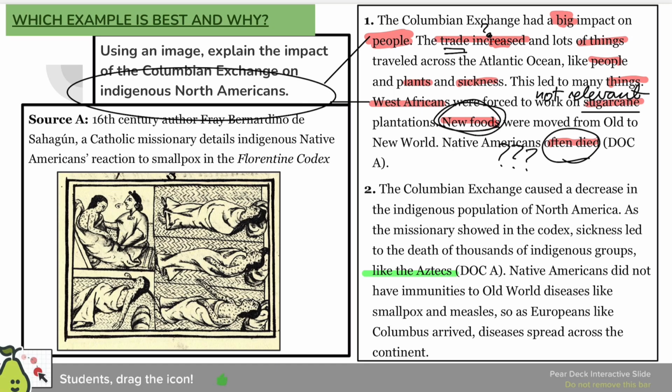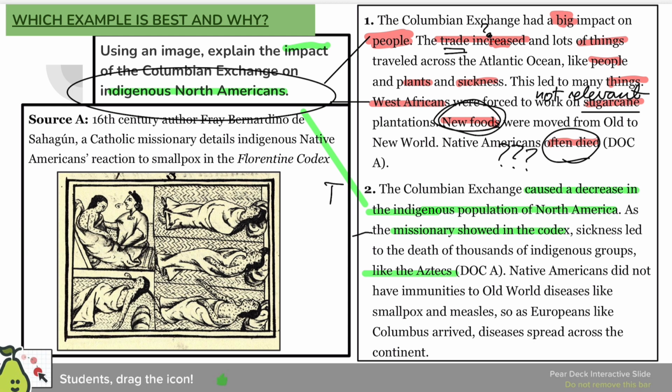The second question: the Columbian Exchange caused, historical thinking skill, impact, cause and effect, a decrease in the indigenous population of North America. So here we see a topic sentence. This is telling us what our paragraph is going to be about. It's going to be about a decrease in the Native American population, which answers the question of an impact on Native Americans. As the missionary showed in the Codex, sickness led to the deaths of thousands of indigenous groups like the Aztecs.